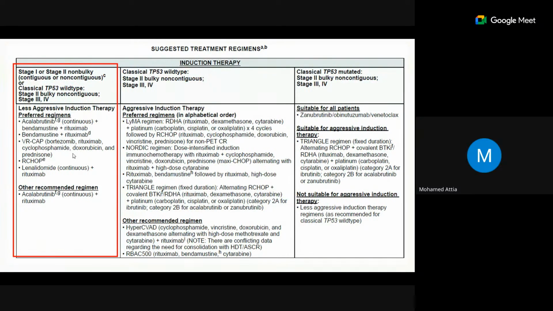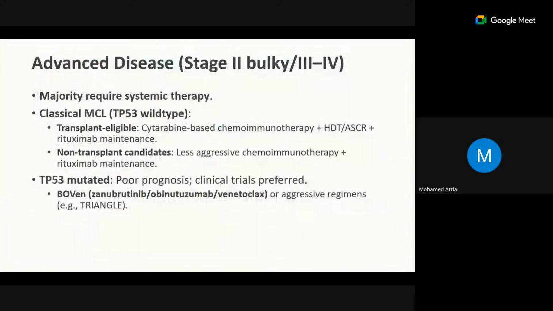If you have the money and you can support the patient to use acalabrutinib, it's okay. You can use acalabrutinib in this with the bendamustine rituximab. It will be a very good option.